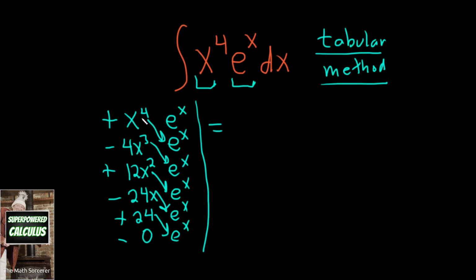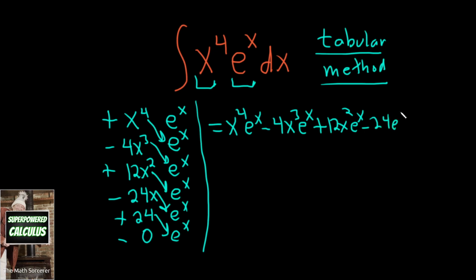So this is equal to, let's see, x to the fourth e to the x, minus 4x cubed e to the x. Very powerful stuff. This is extremely useful. Plus 12x squared e to the x. That's a really ugly 2. Minus 24x e to the x. So many e's everywhere. And then plus 24 e to the x, plus C. And this should be the correct answer.